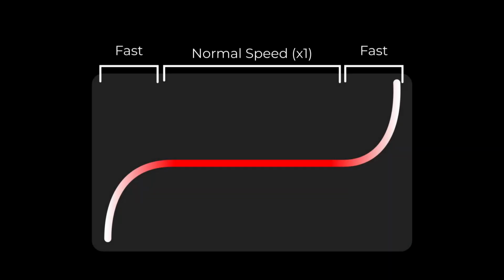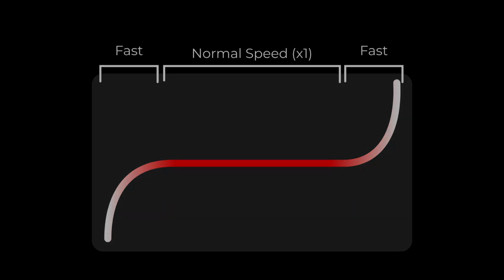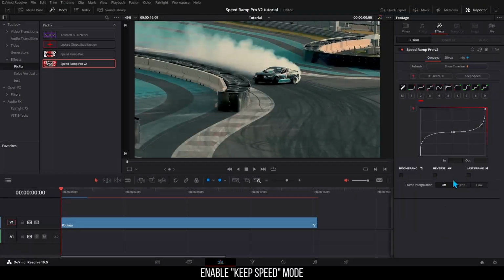First, I'll tell you about the new Keep Speed mode. The Keep Speed mode allows you to change the speed using a curve. When the curve is horizontal, the speed remains normal and does not stop. When the curve is vertical, the speed increases. This feature is the most important update in SpeedRamp Pro 2, and I'll now show you exactly how to use it in detail. Activate the Keep Speed mode.